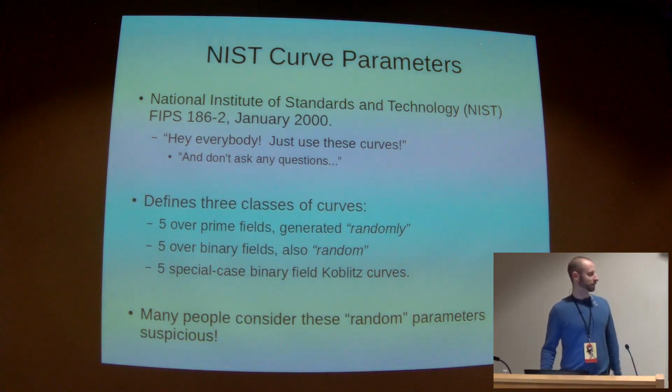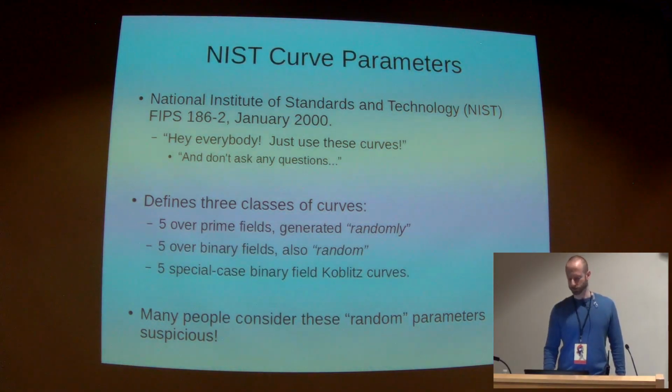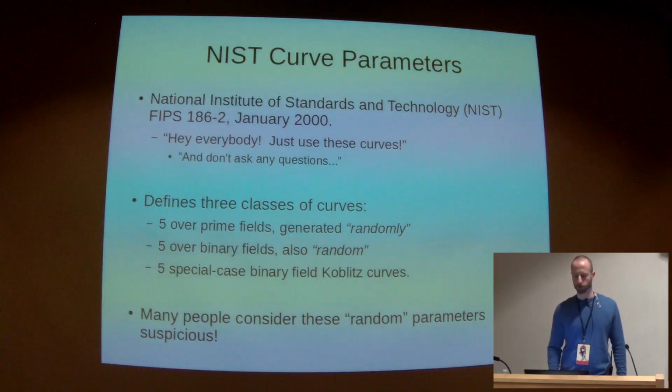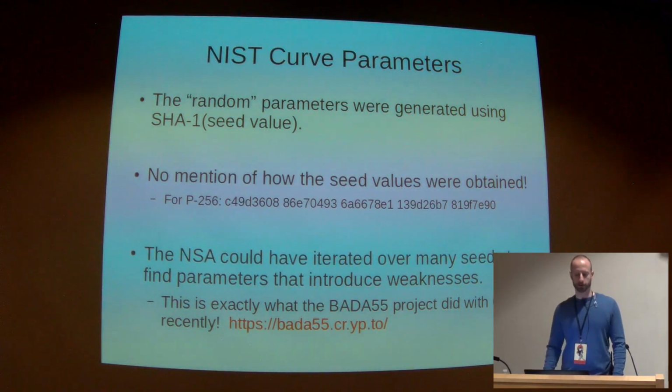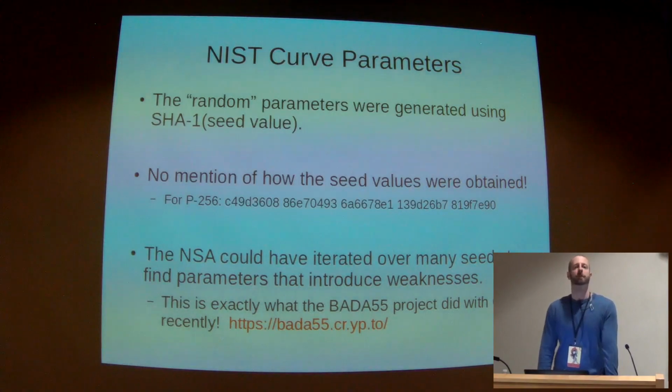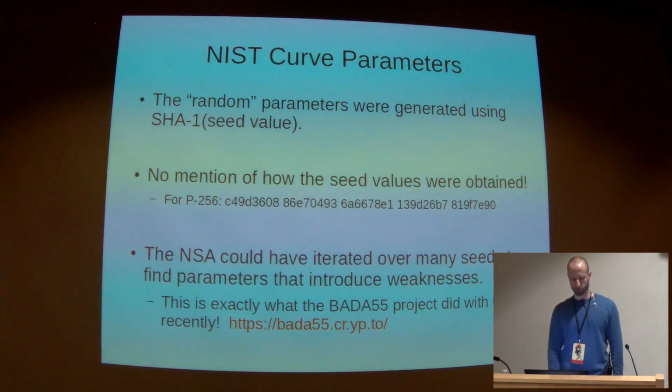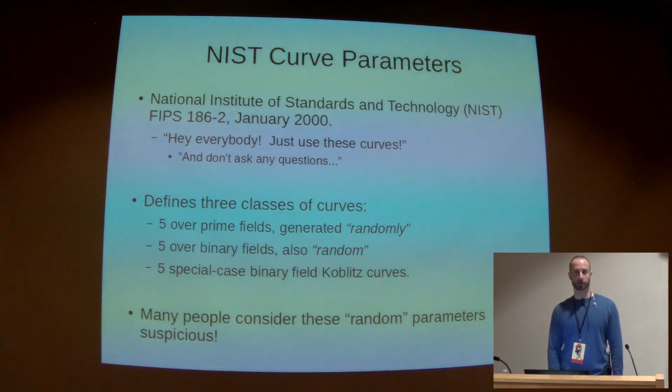And right off the bat, people thought those random parameters were really suspicious. The way they claimed they were generated is that they took these random seed values and ran them through SHA-1. Got a question already? Yeah, I'm not familiar with that term, "5 over." What does that mean? 5 over binary fields, so it's 5 curves defined over binary fields. Okay.